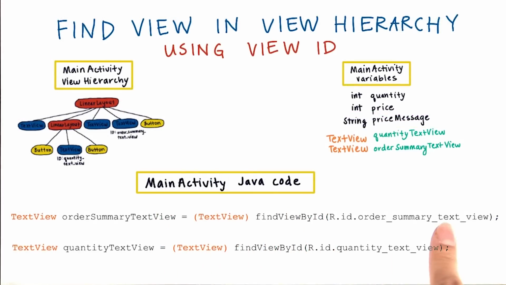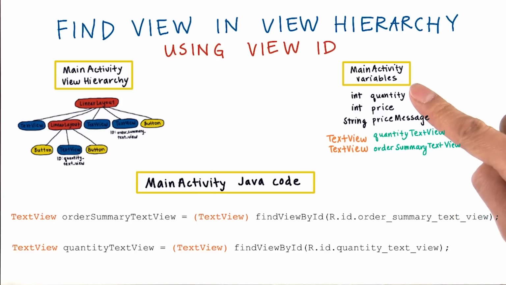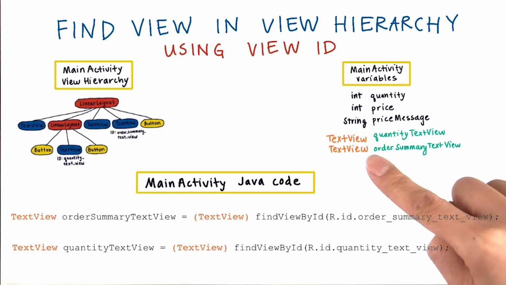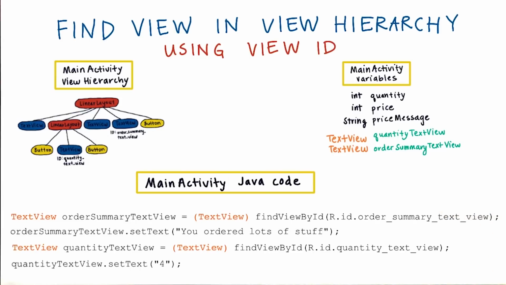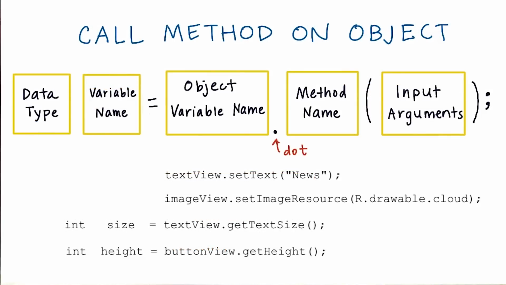Here's the updated main activity code using casting. We can cast these views into TextViews so that we can store them in variables that have type TextView. So in this list of main activity variables, now quantityTextView and orderSummaryTextView are type TextView. We can call TextView methods on these, and we're not just limited to treating them as Views. For example, we can call setText on the orderSummaryTextView, and we can call setText on the quantityTextView. As you can see, you have to be careful about what data types are being used where.